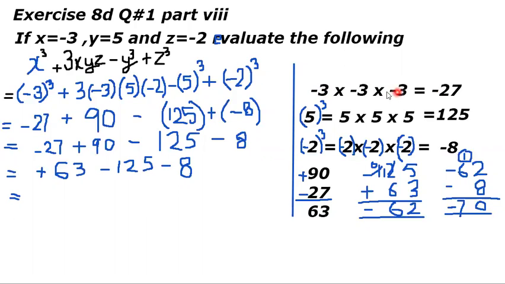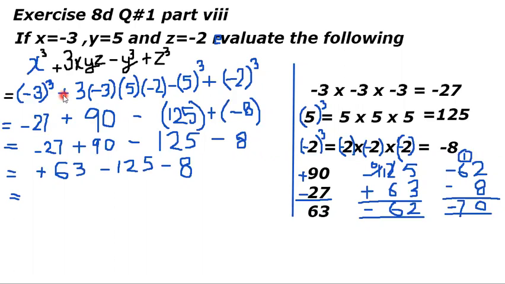Now multiply the numbers. 3 times 3 is 9. 9 times 3 gives us 27. So negative 3 cube gives us negative 27, plus 90. Plus 90 means that when we multiply 3 times 5 times 2, it gives us 90, and this plus sign means that when we multiply all these signs, it will give us a positive sign.